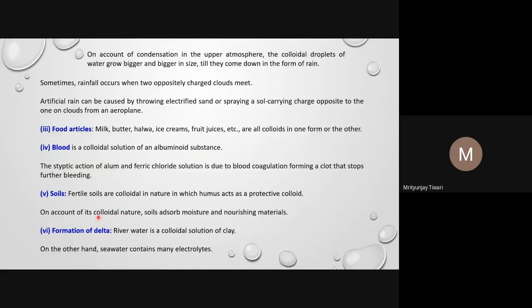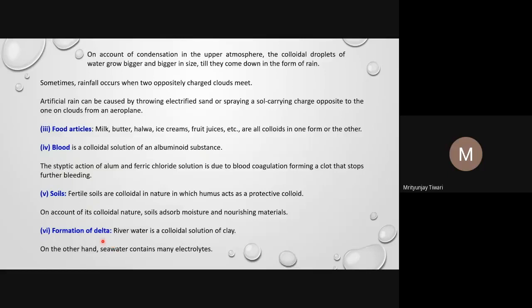So if a colloid contains humus, if it is colloidal in nature, it is fertile and it will absorb moisture and nourishing materials, which are used by the plants. And if the soil absorbs the nourishing material, it means the soil is fertile.